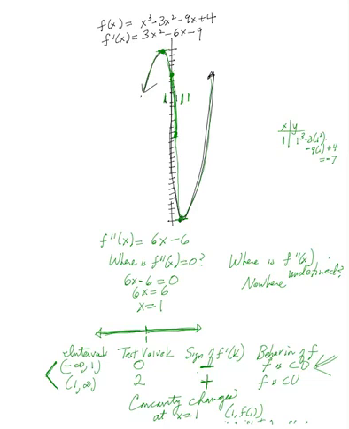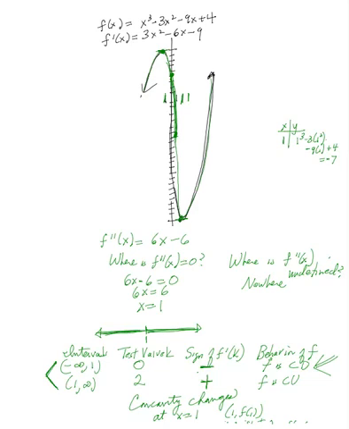Okay, I've reproduced the graph. Again, we're graphing f of x is x cubed minus 3x squared minus 9x plus 4, just using information about the first and second derivative, not using our graphing calculator at all.